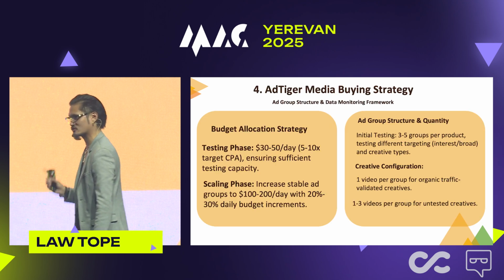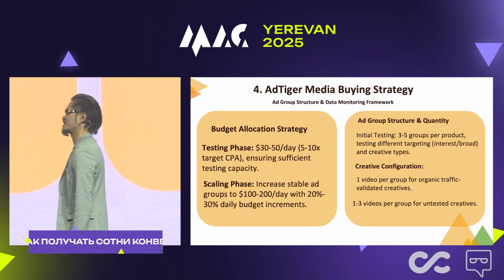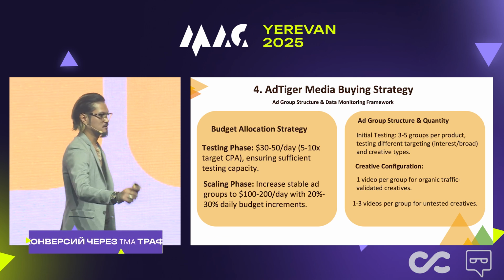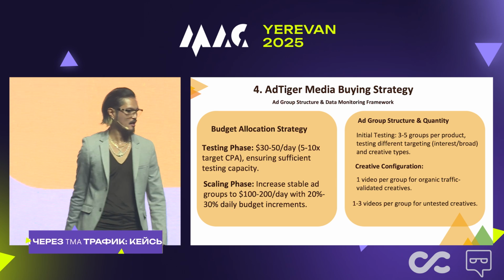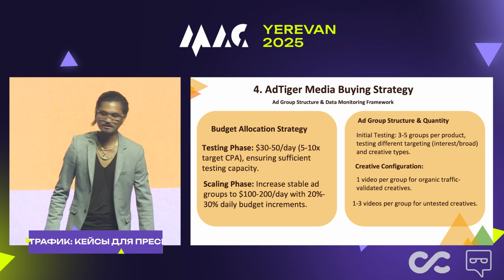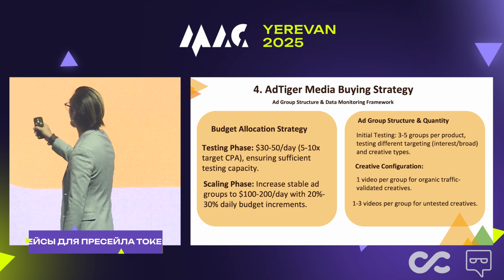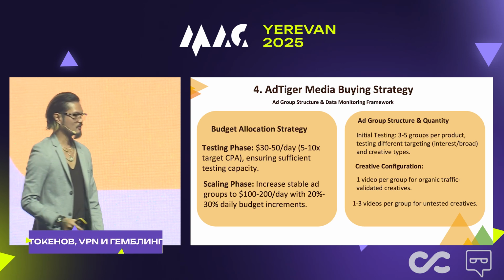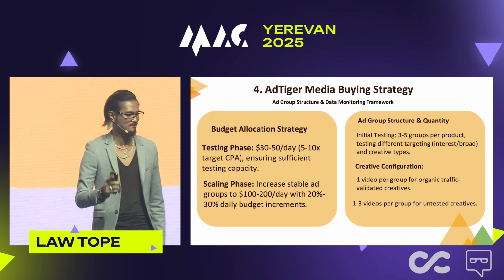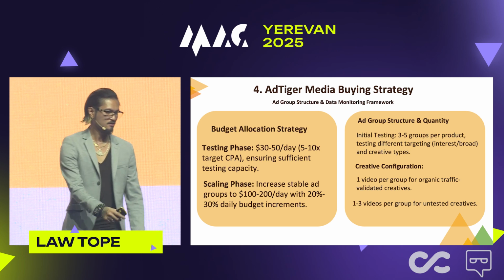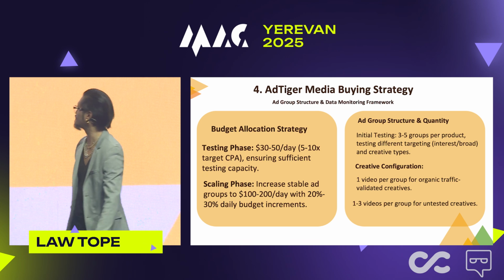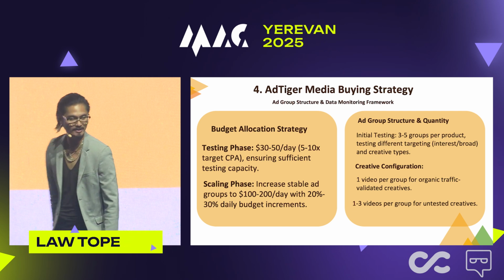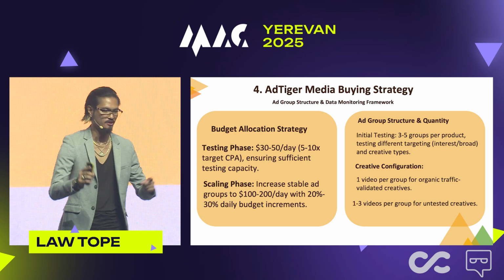Now, this is the secret sauce, chapter 4, the Ad Tiger media buying strategy. I'm going to give you straight up metrics right now. Budget allocation strategy, testing phase: $30 to $50 per day, 5 to 10x your target CPA, right? You have to ensure your testing capacity is sufficient. Scaling phase: increase stable ad groups to $100 to $200 per day at 20 to 30% daily budget increments.